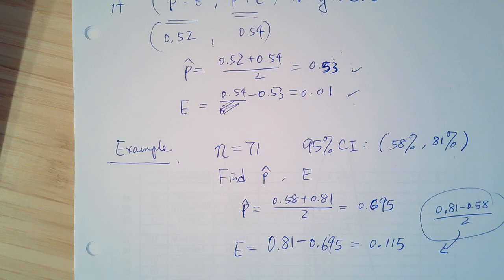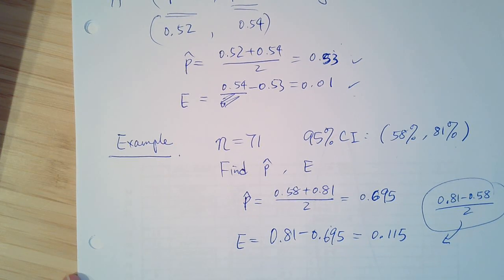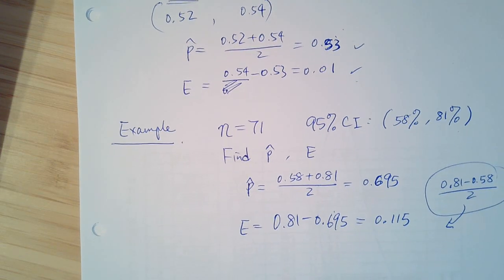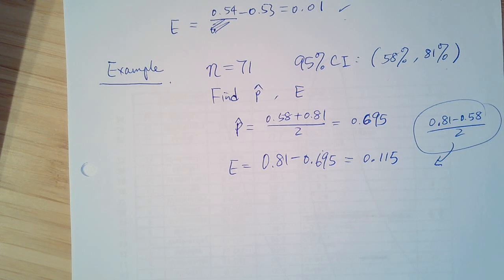All right, now we learned how to get a point estimate of the population proportion. You're going to use the sample proportion. We learned how to construct a confidence interval, and we learned how, if you're given a confidence interval, you can find the point estimate and the E. Okay, so we learned all of those things. Now we're going to learn one last thing, which is the sample size.